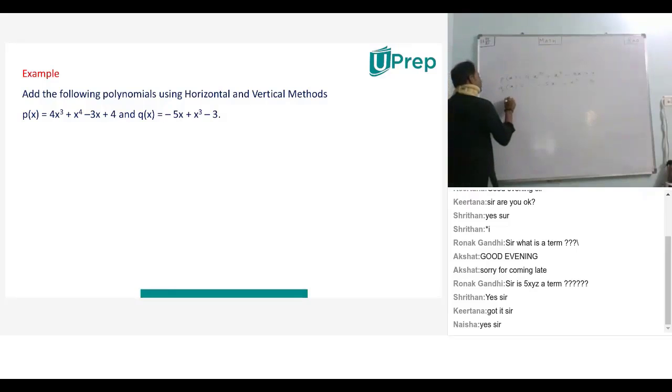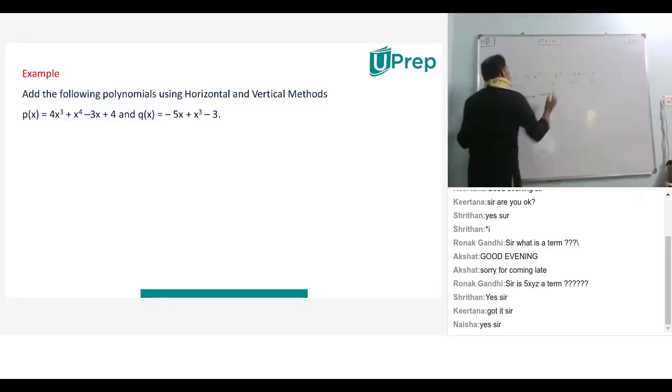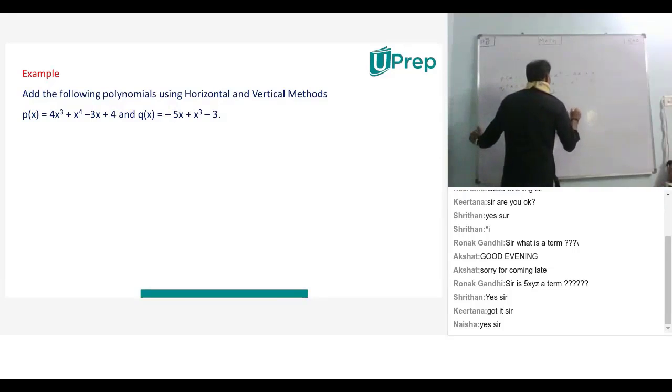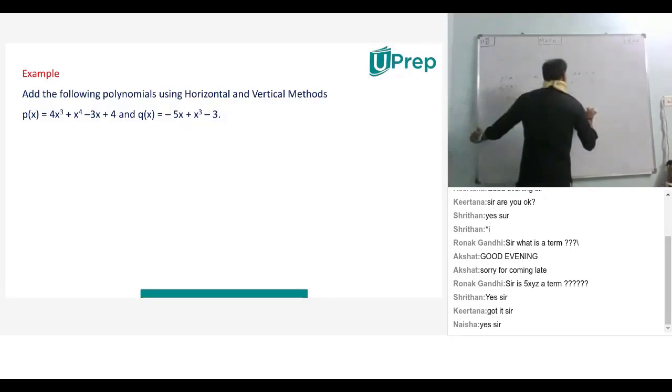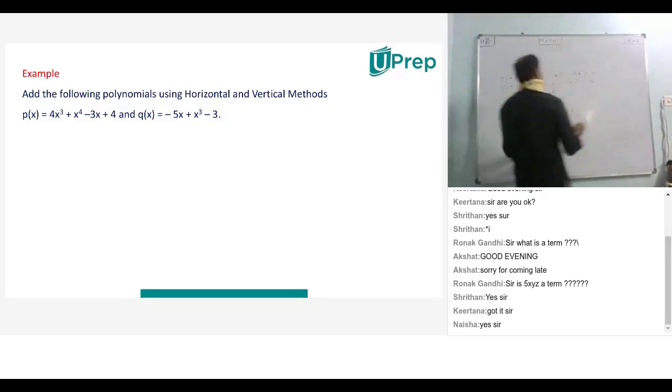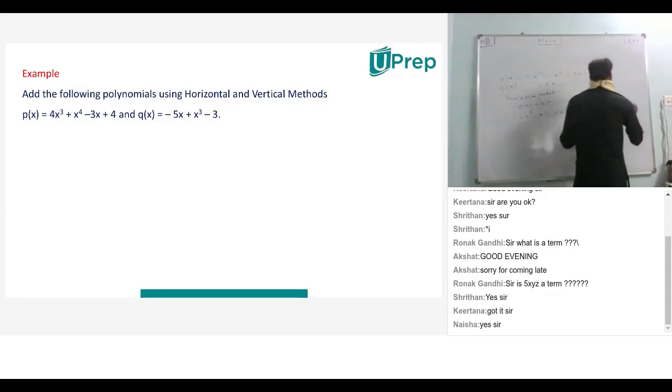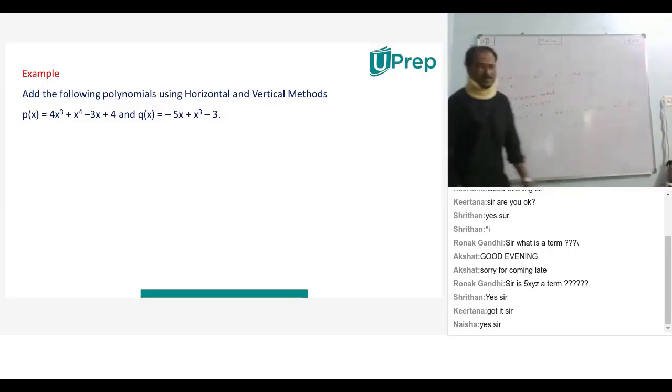Now I am going with the horizontal method. So P of x plus Q of x I want to do. So 4x cubed plus x power 4 minus 3x plus 4, plus minus 5x plus x cubed minus 3. These are the two polynomials.